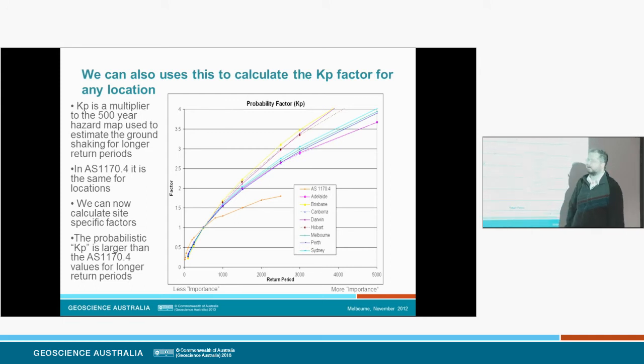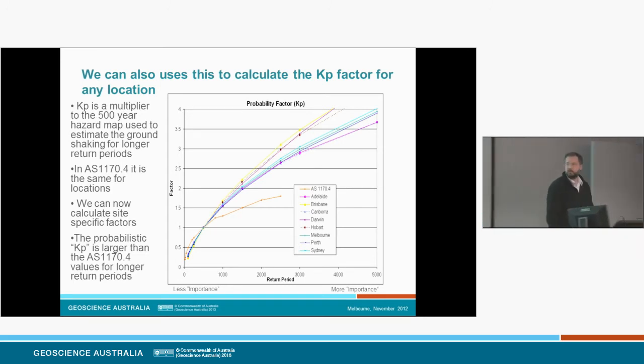Now we've actually calculated the hazard at a range of different return periods for all these cities: Adelaide, Canberra, Brisbane. The rates vary, but everywhere in Australia it's increasing faster with return period than what's currently in the building code. And this, I would argue, is one of the more significant findings from our work. We would argue that the increase in ground motion you need to design for more important buildings should be more than what is currently in the building code.